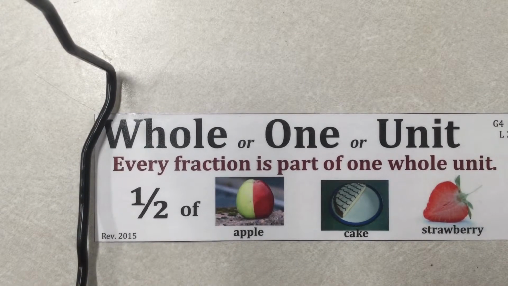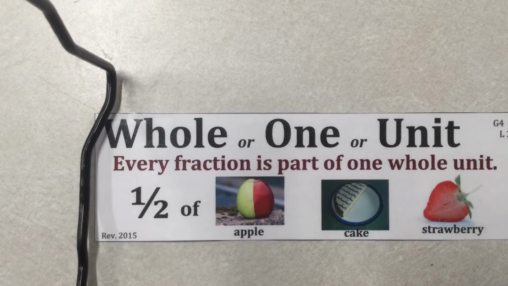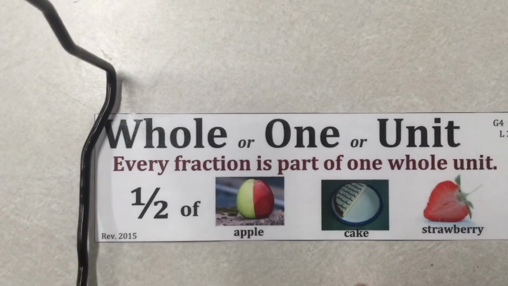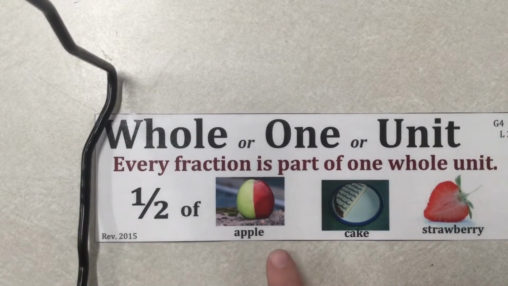so far. And one of the things we've really talked about is the fact that every fraction is part of one whole unit. So as you can see in my example here, I have an apple, a cake, and a strawberry. And you can see that in all three of these pictures, we just have a part of each of one of those, or as we would say, we have a fraction of each of these.